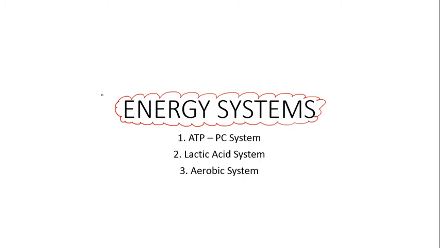What we're going to be doing today is energy systems, or how our body creates and uses energy around the body. There's three main ways that we're going to be covering, but to start with, we're just going to be doing the ATP-PC system. We'll then get onto the lactic acid system and then eventually into the aerobic system. But for today, we're going to be staying on the ATP-PC system.